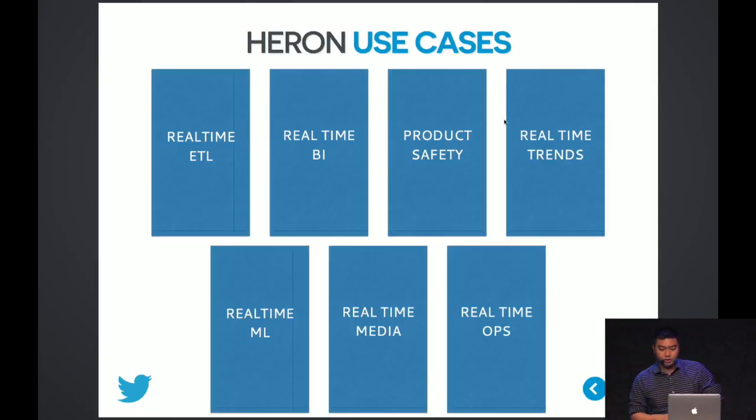Here are some use cases of Heron inside Twitter. Heron is used for real-time ETL, real-time BI, for product safety, for example anti-spam, and for real-time trends, real-time machine learning, real-time media, and some real-time ops, for example real-time monitoring events.